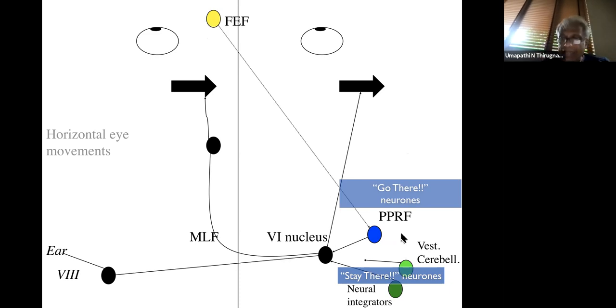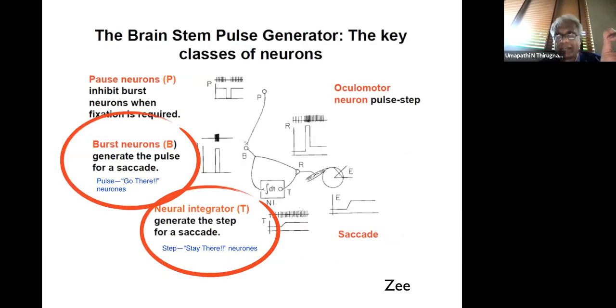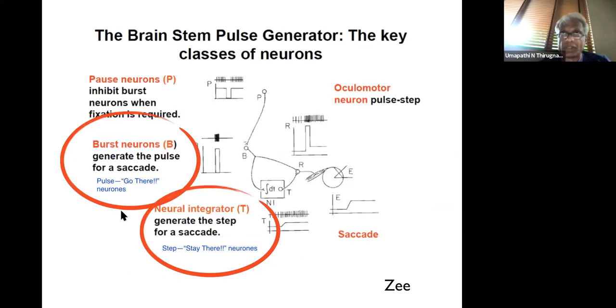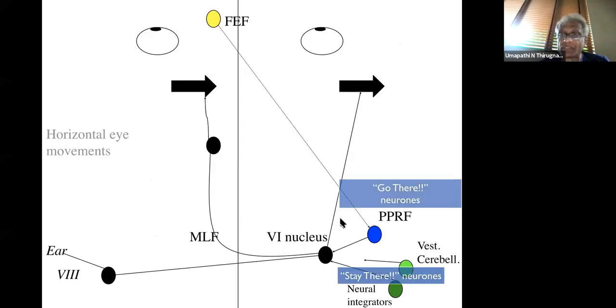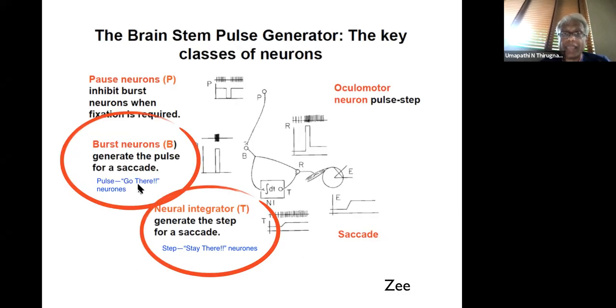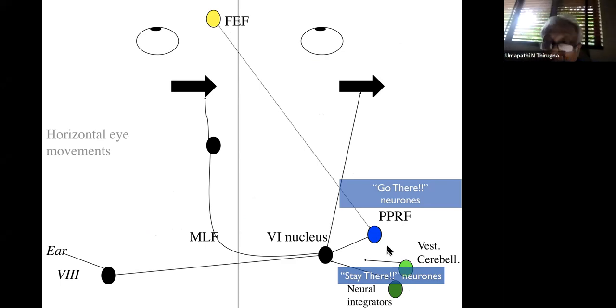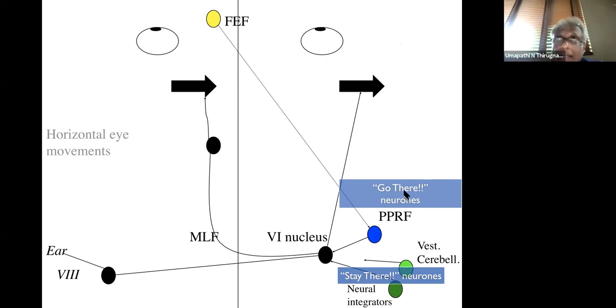Now, the technical aspects of it, you may have learned in physiology. You don't have to go to that level. This set of neurons, the PPRF, has a set of neurons called the burst neurons, which allow the intent to be converted into a burst of signal. But for practical purposes, especially for us clinicians who are practicing doctors rather than scientists more interested in the physiology of it, we can simplify the function of this group of neurons as go neurons.